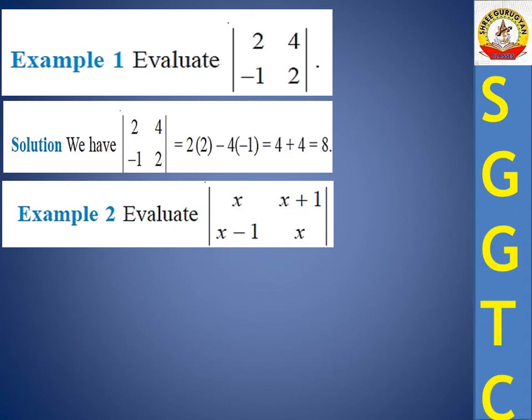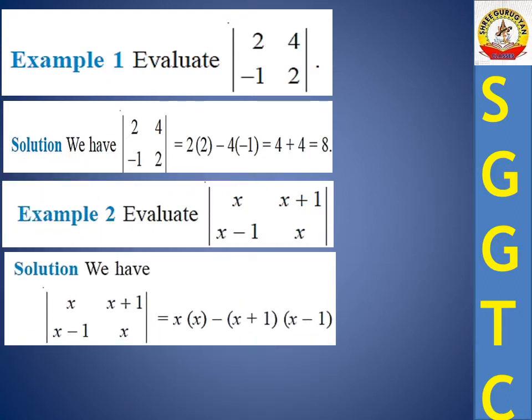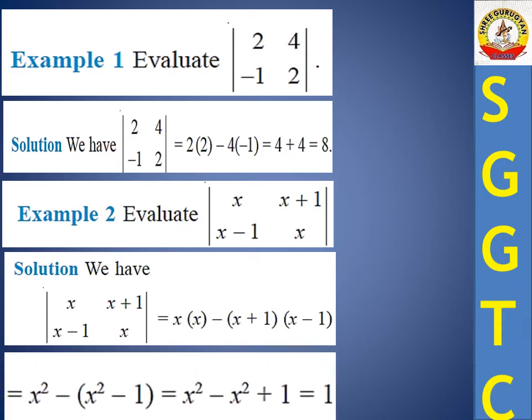One more sum. Example 2: evaluate the determinant with first row elements x, x plus 1 and second row elements x minus 1 and x. Here also the same principle applies: principal diagonal minus secondary diagonal. So students, principal diagonal x into x minus secondary diagonal x minus 1 into x plus 1. If you calculate further, you get the answer 1. Both example 1 and example 2 are only 1 mark questions. Next.